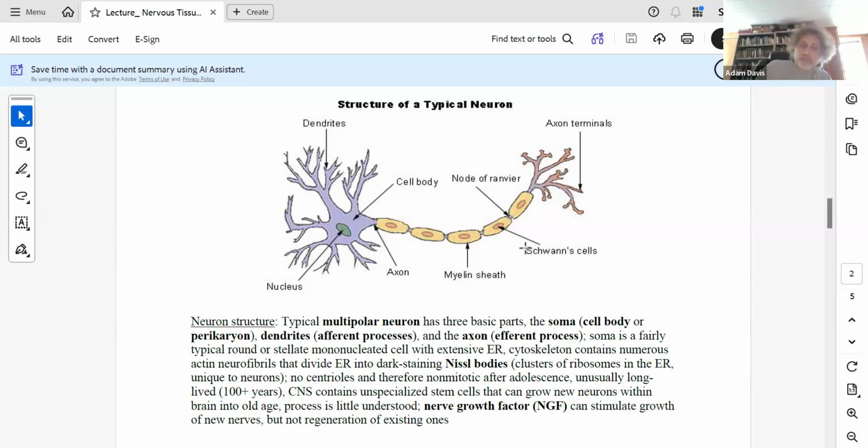The myelin sheath is made up of what are called Schwann cells. These bulgy yellow things you see along the length here are not part of the axon. The axon is a long, straight fiber. These are Schwann cells. Schwann cells are wrapped up around the axon, protecting it and insulating it. They make up the myelin sheath.